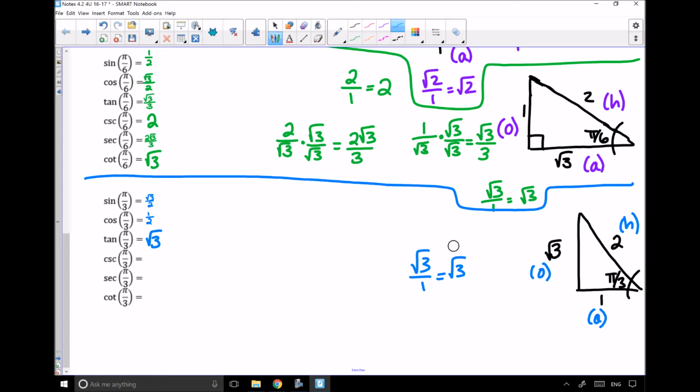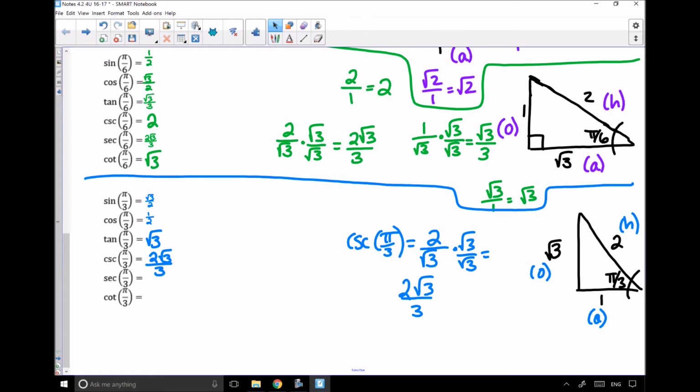Now, to find the cosecant, I'm going to do the hypotenuse over the opposite. So remember, cosecant is always the inverse of sine. If sine is opposite over hypotenuse, we're going to do hypotenuse over opposite. So we'll get 2 over root 3. Rationalize that denominator, just like we did up here, and we end up getting 2 root 3 over 3. So this value right here, the cosecant, is 2 root 3 over 3.